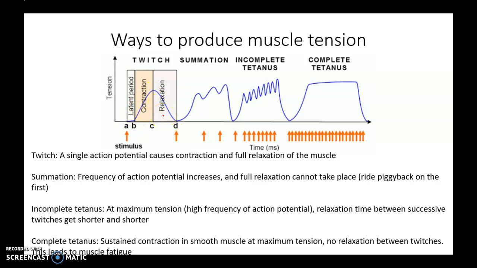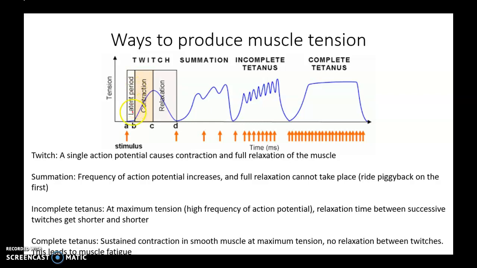A twitch is caused when a single action potential causes a muscle to contract, and then the muscle completely relaxes. So there is contraction followed by full relaxation. That's a muscle twitch. If you look at a twitch, it has three phases.